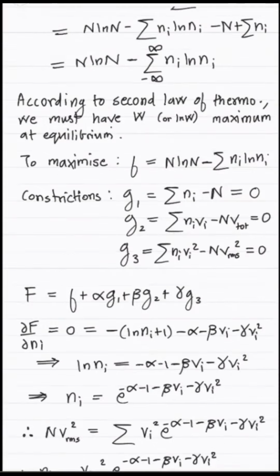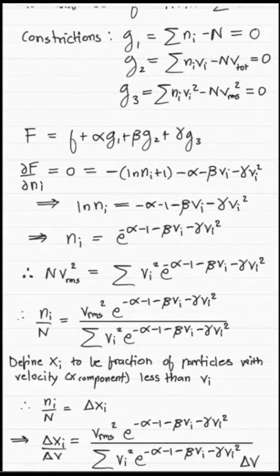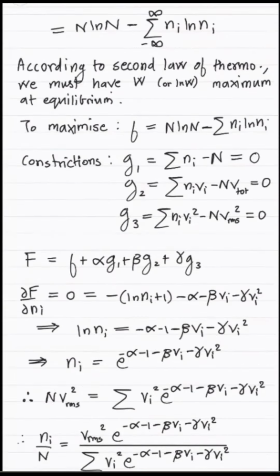So to do that, we'll use the Lagrange multiplier method. We'll set capital F to be equal to small f plus alpha g1 plus beta g2 plus gamma g3, where alpha, beta, gamma are our multipliers. Then we'll take the partial derivatives with respect to our free variables. So the first variable will be ni, right? Every ni basically: n1, n2, n3, n negative 1, whatever. Just take our partial derivatives and set them equal to 0.